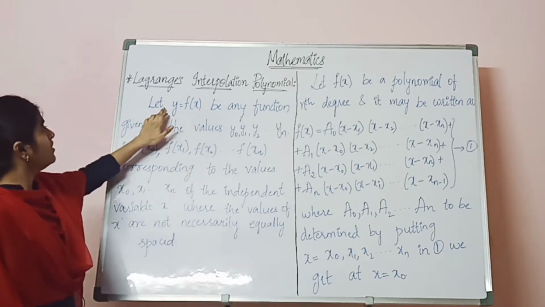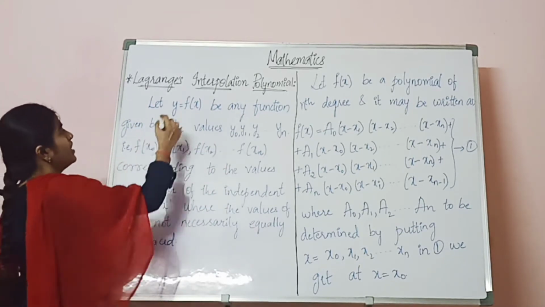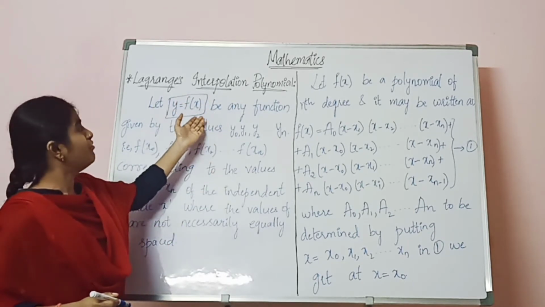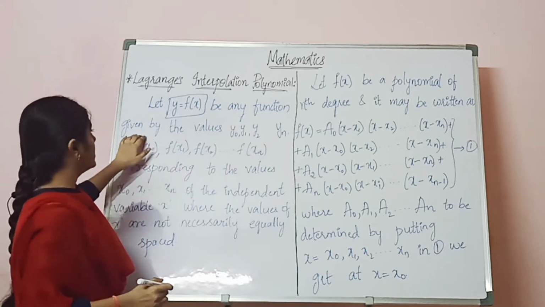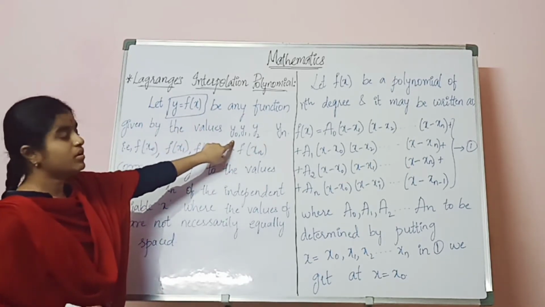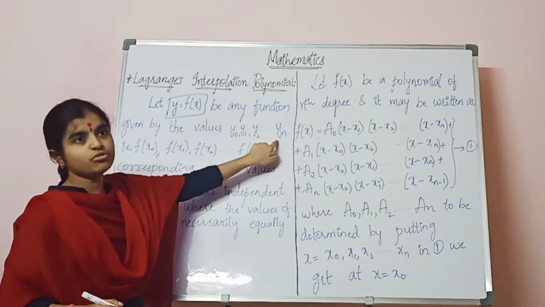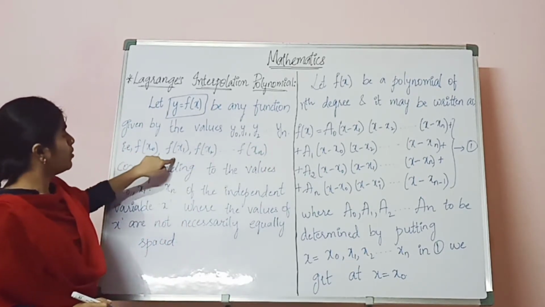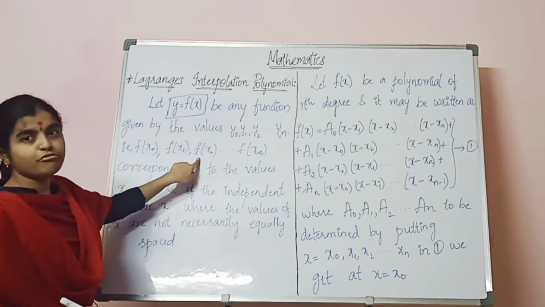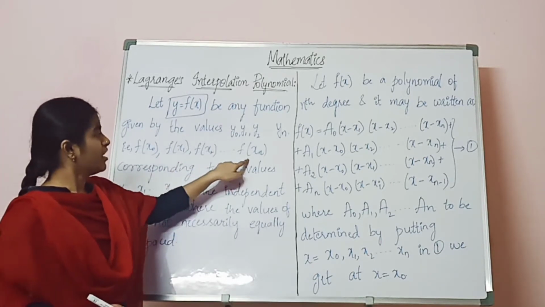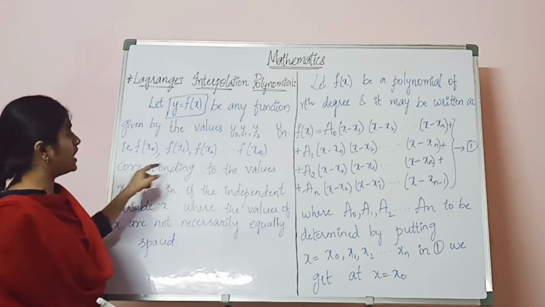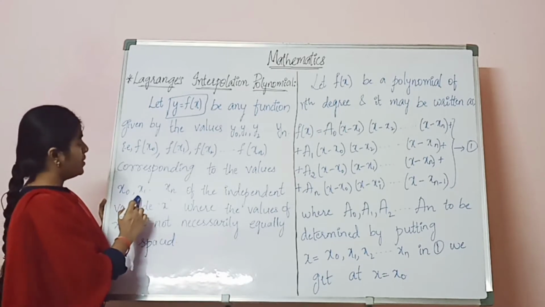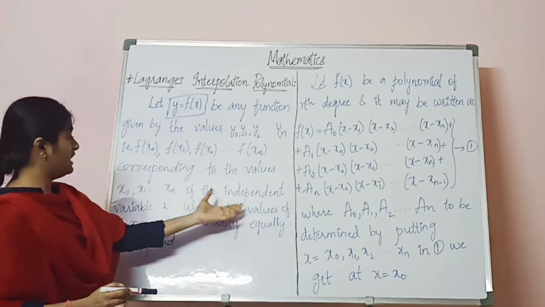So what is given here? Let y equals f of x be any function. This y equals f of x should be given by the values y0, y1, y2, and so on up to yn. That is f of x0, f of x1, f of x2, and so on up to f of xn. These correspond to the values x0, x1, and so on up to xn of the independent variable.